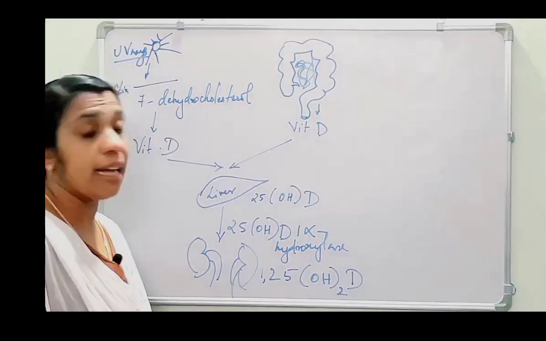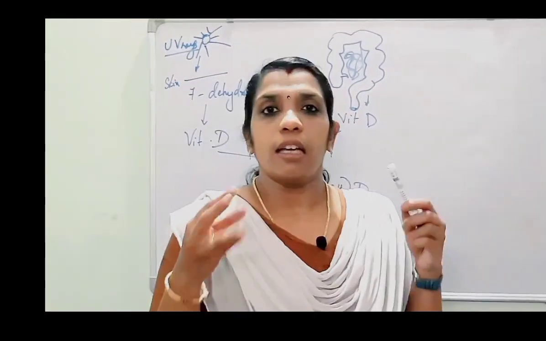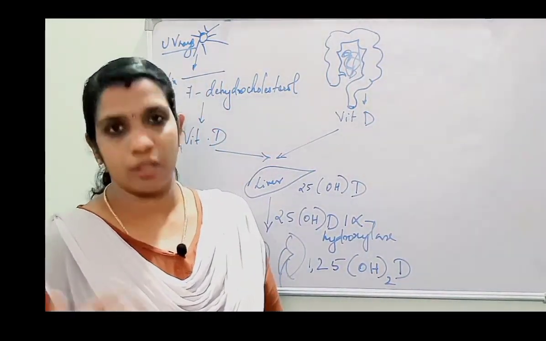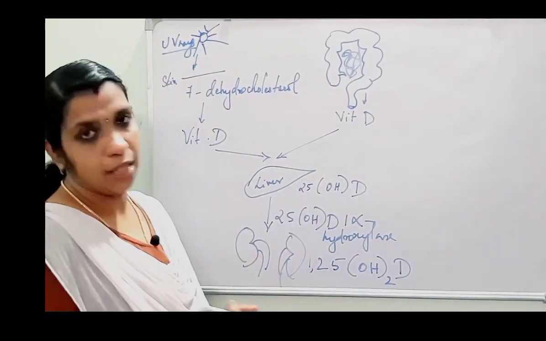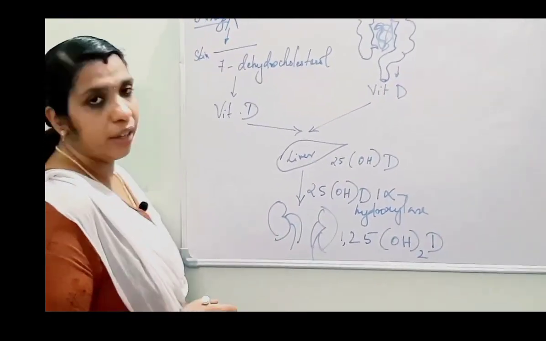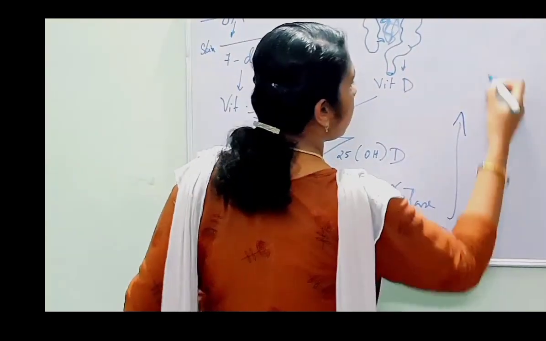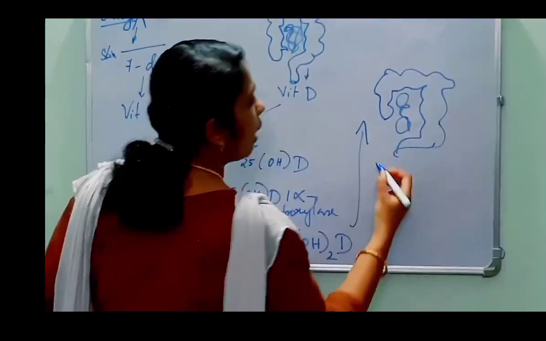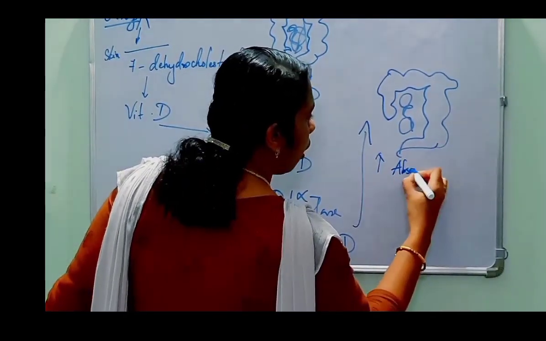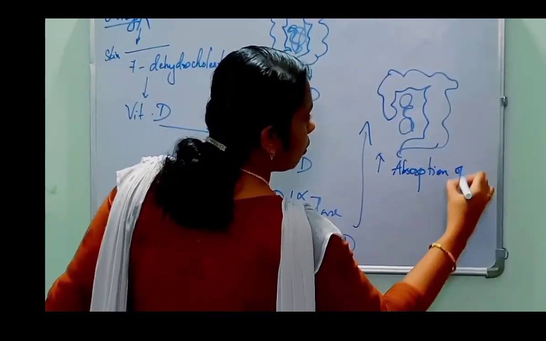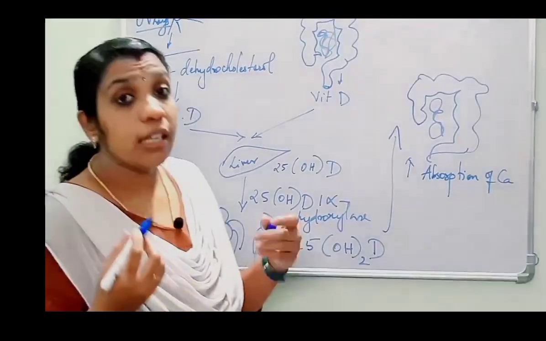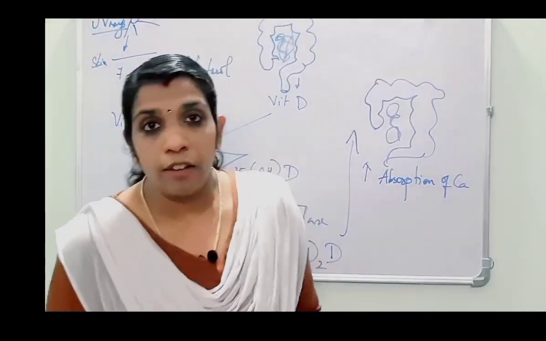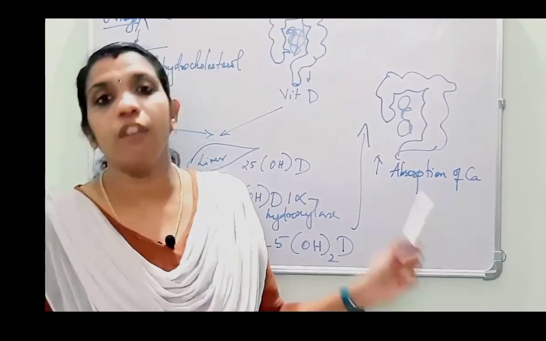1,25 dihydroxy vitamin D is the potent form of vitamin D, and it acts as a steroid hormone in our body. Let us see the function of this 1,25 dihydroxy D. It acts on the intestine and increases the absorption of calcium. Whatever calcium-rich material you are taking, there should be vitamin D in our body, which helps in the absorption of calcium.